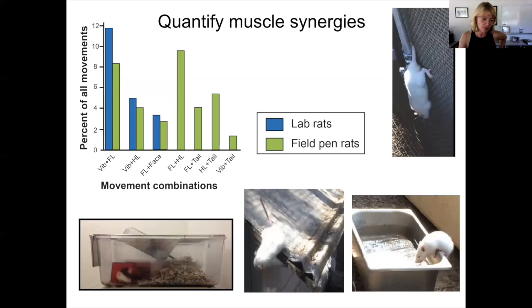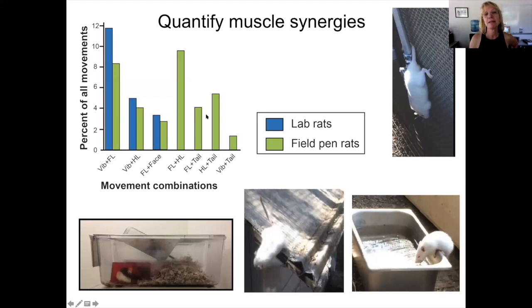And what this is showing you is movement combinations that we evoked in a laboratory animal in blue and a field pen animal in green. This is the percent of all movements where we evoke vibrissae and forelimb movements versus vibrissae and hindlimb. What's really cool is this part over here, where it's just all green, where we evoked forelimb and hindlimb in field pen animals and didn't evoke that in laboratory animals.